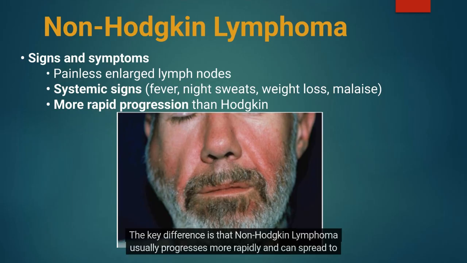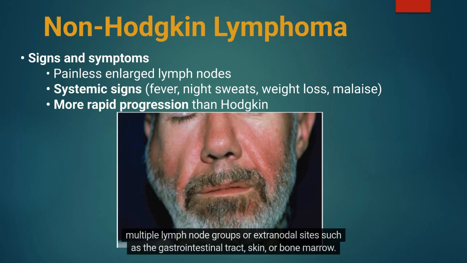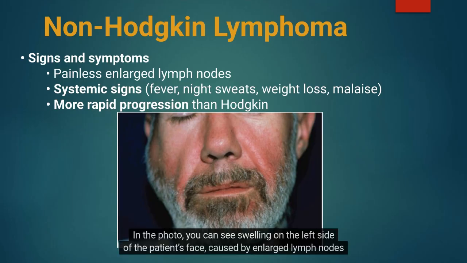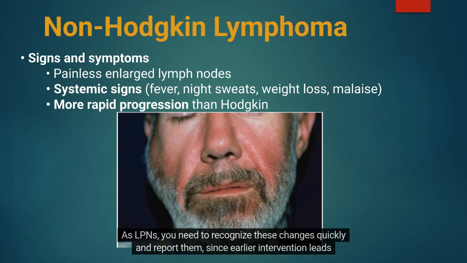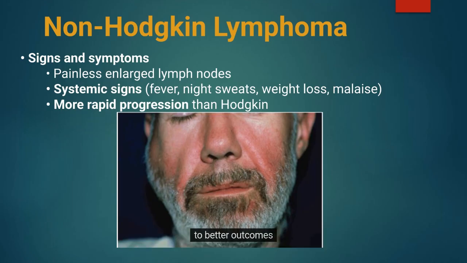The key difference is that non-Hodgkin lymphoma usually progresses more rapidly and can spread to multiple lymph node groups or extranodal sites, such as the gastrointestinal tract, skin, or bone marrow. In the photo, you can see swelling on the left side of the patient's face, caused by enlarged lymph nodes due to NHL. As LPNs, you need to recognize these changes quickly and report them, since earlier intervention leads to better outcomes.